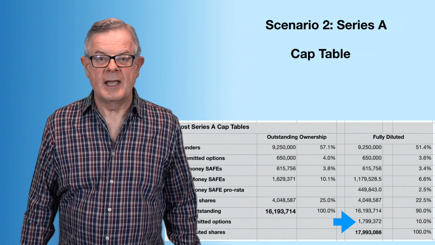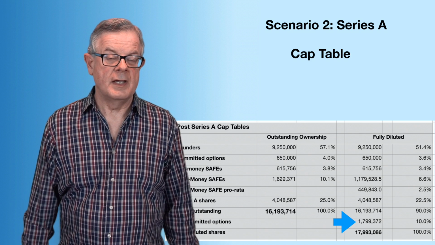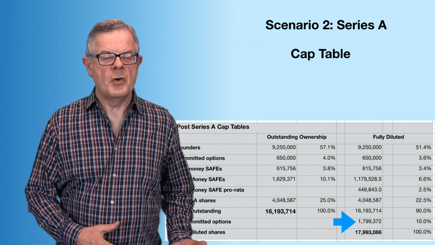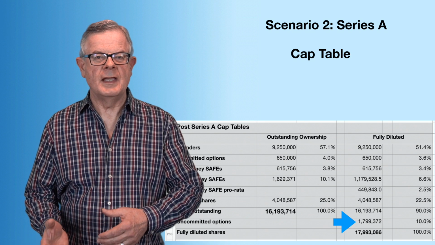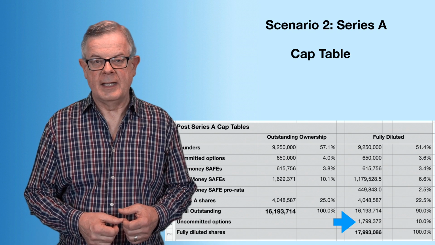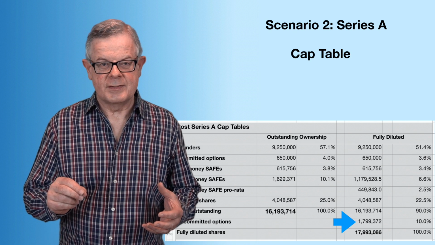And if we look back up to the top now, it's a 51.4% ownership number for the founders. Now, one other note, if you're comparing this to the example in Y Combinator's quick start guide to the post-money SAFE, you'll see a slight difference in numbers here.